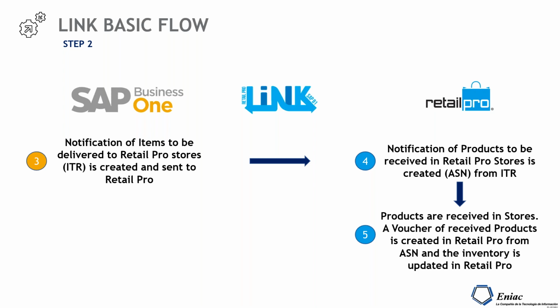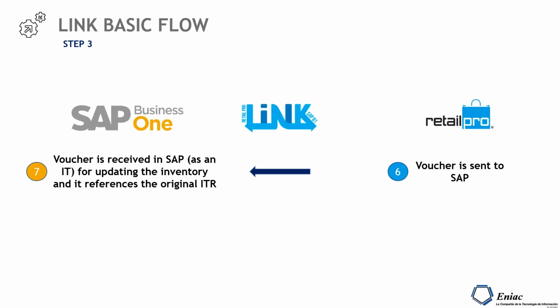Once the merchandise arrives and is received, Retail Pro converts that document into a voucher to update inventory in Retail Pro. And then once we update the inventory in Retail Pro, we have to send that document to SAP. So on the right side, you see that we take the voucher and the voucher is sent to SAP. And in SAP, we create a document called inventory transfer for updating the inventory, and we make reference to the ITR. So everything will be related and synchronized perfectly.